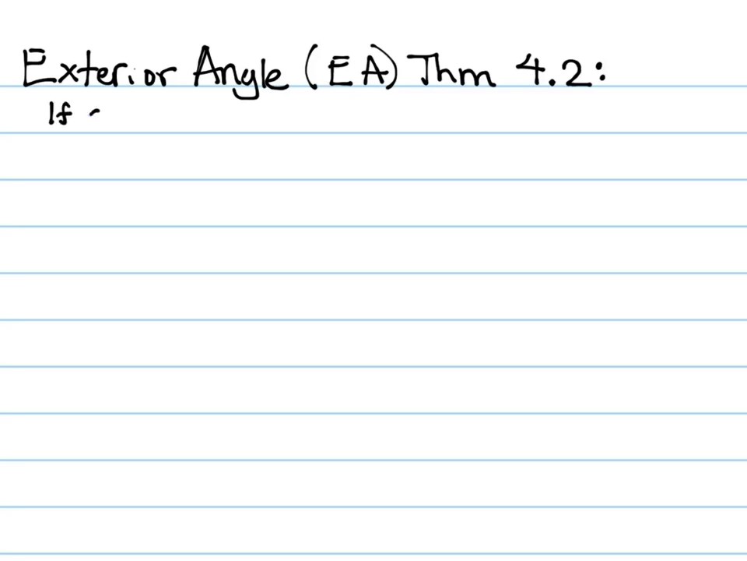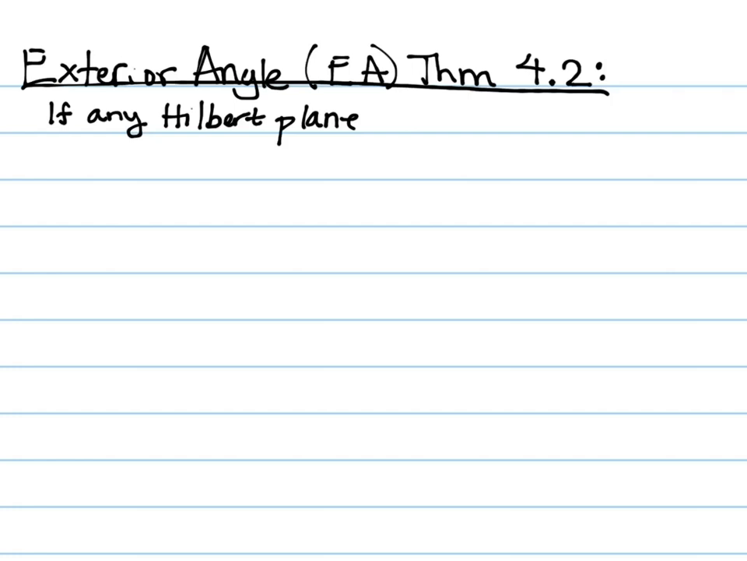If any Hilbert plane, do you guys remember what a Hilbert plane is? Audience participation time. Anybody remember? It's a model in neutral geometry. Okay, so it's a model for neutral geometry. It's what we're referencing, right? We had a couple of examples of that: the Cartesian model, and what was our other one? I don't have my notes from that. What was our other one? The Klein model, exactly.